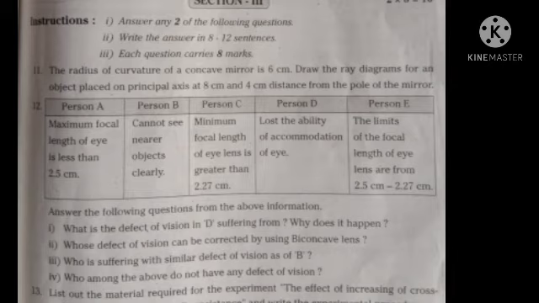Then what is the first question? What is the defect of vision D is suffering from, and why does it happen? The answer: the vision defect of person D is presbyopia. Why? Because presbyopia happens due to gradual weakening of ciliary muscles and diminishing flexibility of the eye lens. This effect can be seen in aged people.